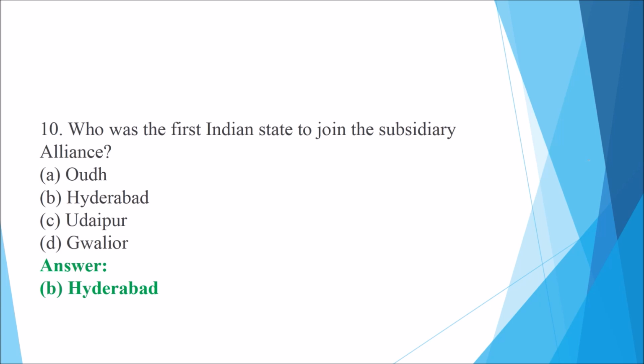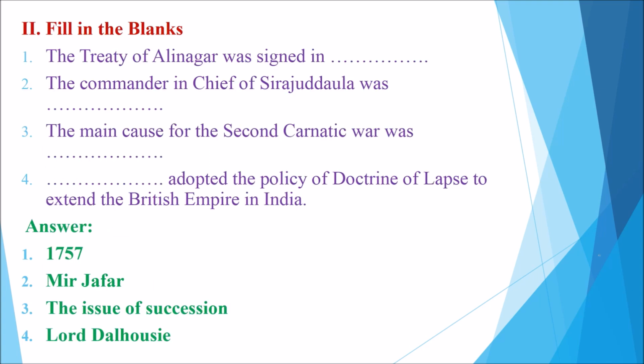Who was the first Indian state to join the subsidiary alliance? Option A. Oudh. Option B. Hyderabad. Option C. Udaipur. Option D. Gwalior. So the correct answer is option B. Hyderabad. Roman letter 2. Fill in the blanks.